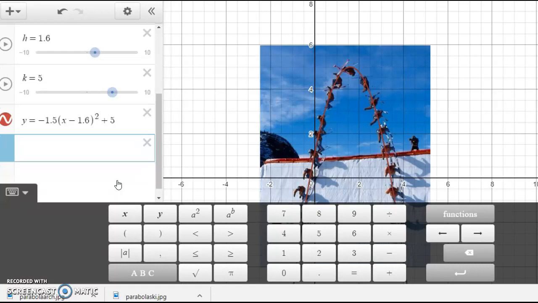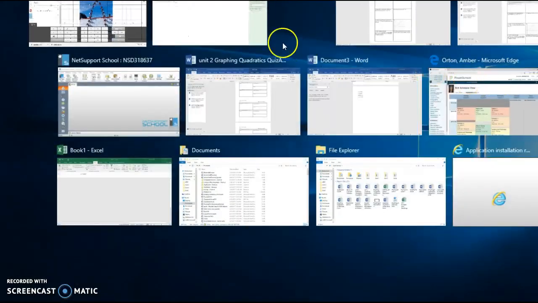Now, doing it on the computer is pretty simple because we're just using sliders and moving it around. But how would you do this by hand? So that's what we're going to do today. We're going to do this by hand. So let's go ahead and get one open here, and let's do it.